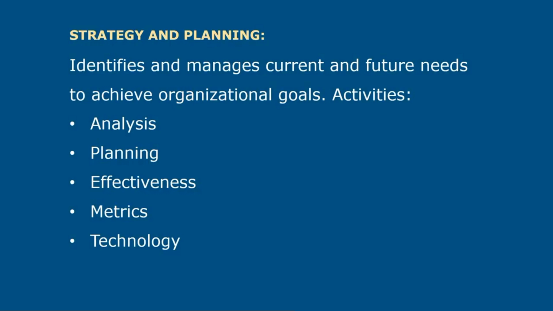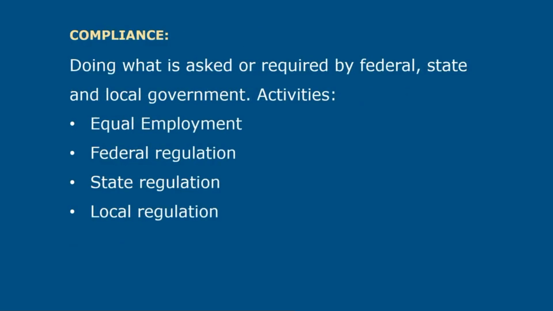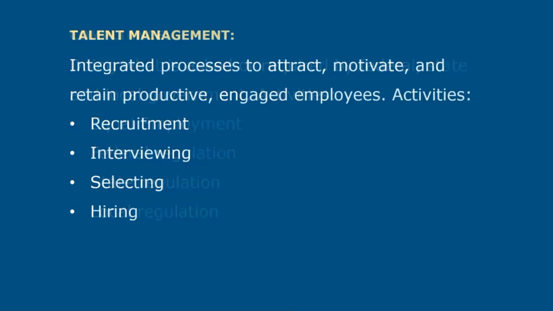Human resource strategy and planning identifies and manages current and future needs to achieve organizational goals. The activities of strategy and planning include analysis, planning, effectiveness, metrics, and technology. Compliance is doing what is asked or required by federal, state, and local governments in the management of people. The activities of compliance include equal employment opportunity, and compliance with federal, state, and local employment laws and regulations.